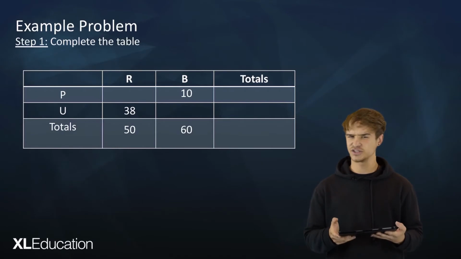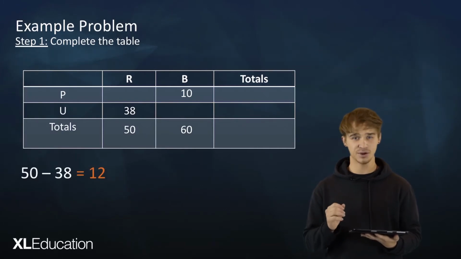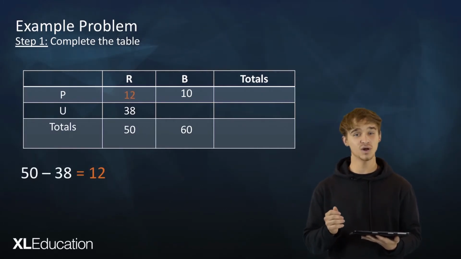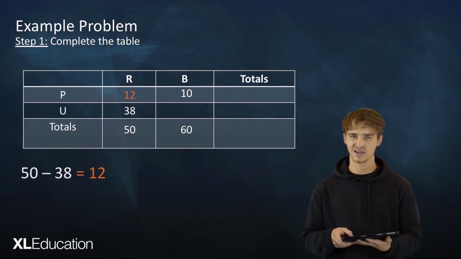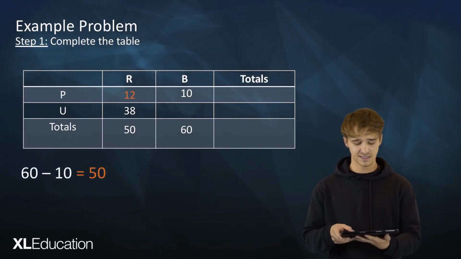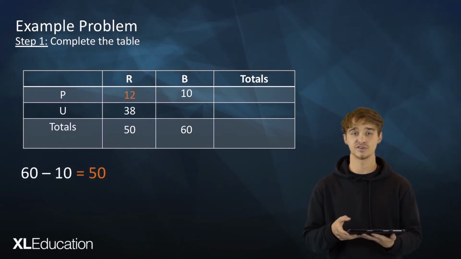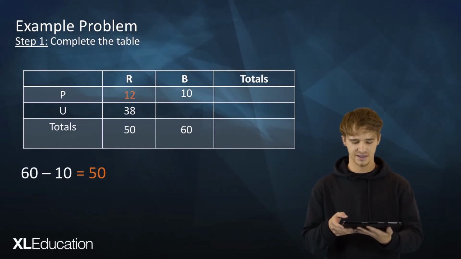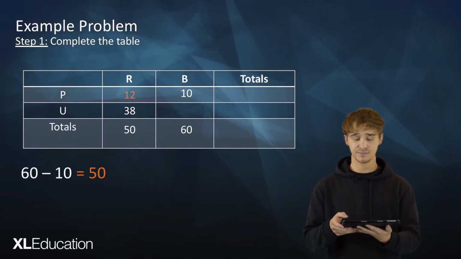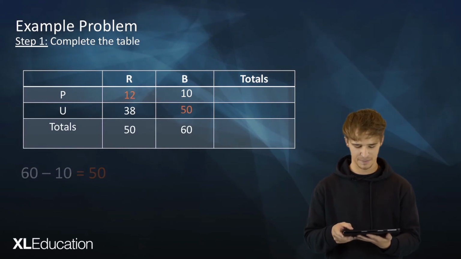Now, how do we determine the total number of red popped balloons? This is our total of 50 red balloons minus our 38 unpopped balloons, giving us a total of 12 popped red balloons. Similarly, we can take our total number of blue balloons and subtract our total number of blue popped balloons in order to determine our total number of blue unpopped balloons. That being said, 60 minus 10 equals 50 total blue unpopped balloons.